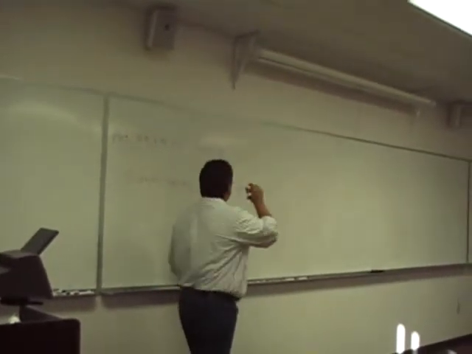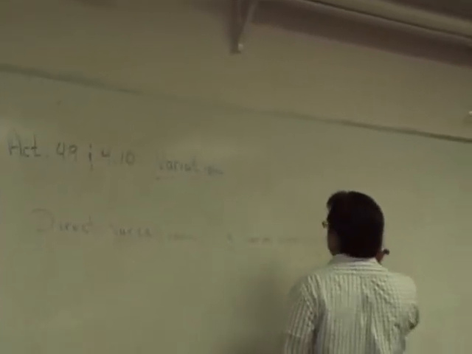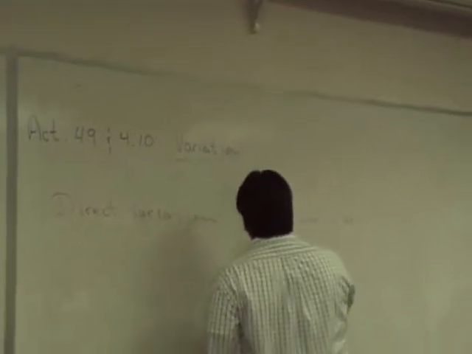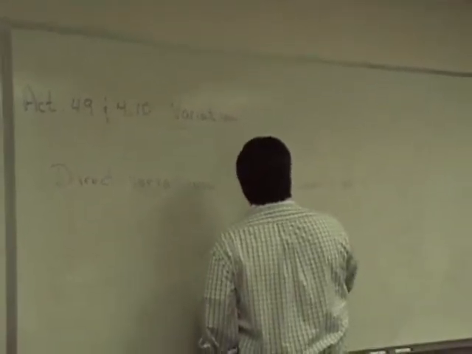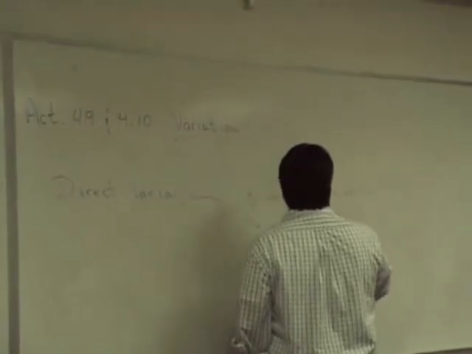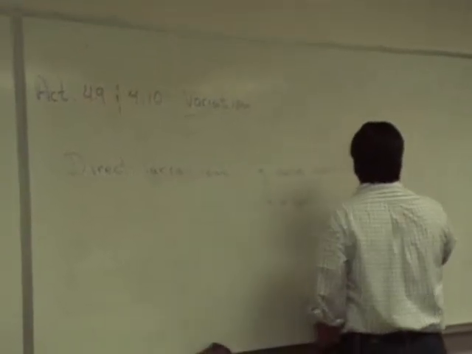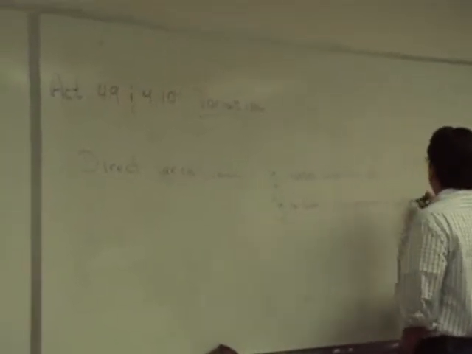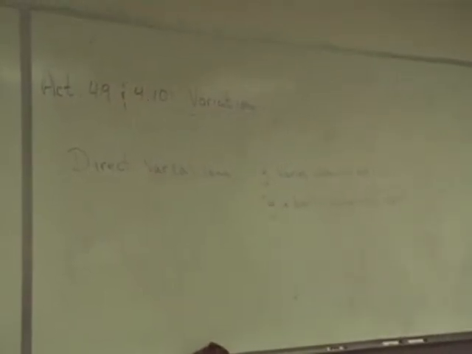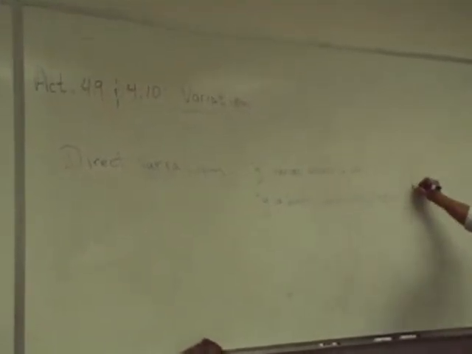Okay. Y varies directly as x, or y is directly proportional to x. Both of these statements represent what we call direct variation, and they can be expressed one of two ways.